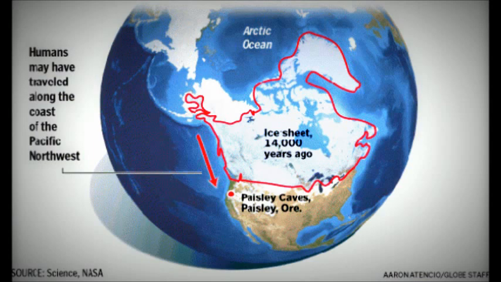This is a global representation of a migration theory presented to explain human civilization at Paisley Caves. As you can see by the diagram, it strictly expresses a relationship between a migration pattern over the ice sheet 14,000 years ago to Paisley Caves, Oregon.